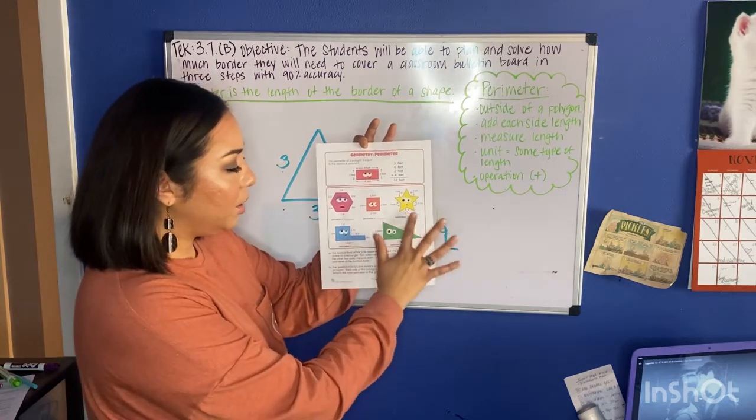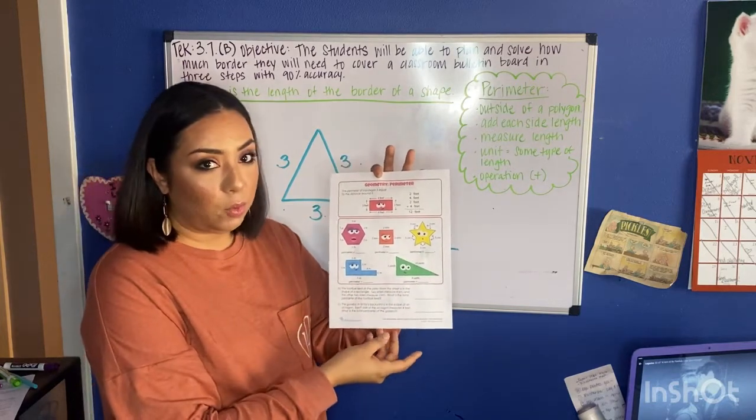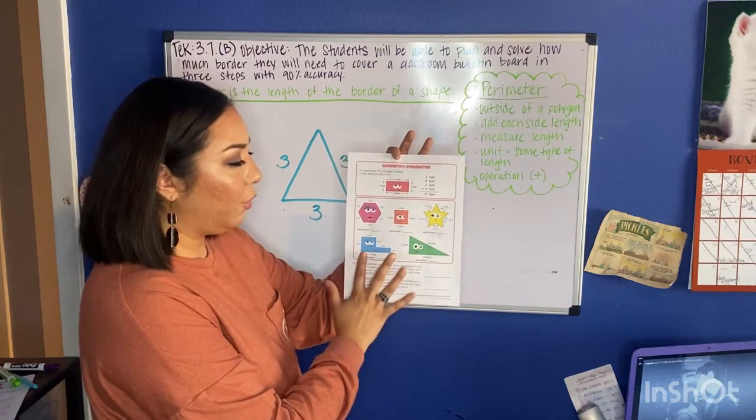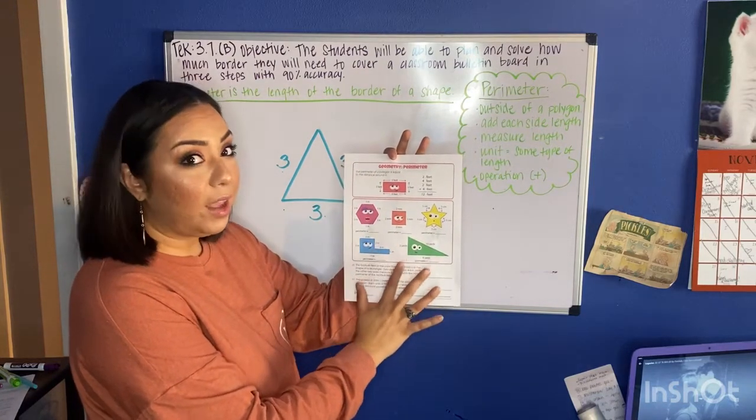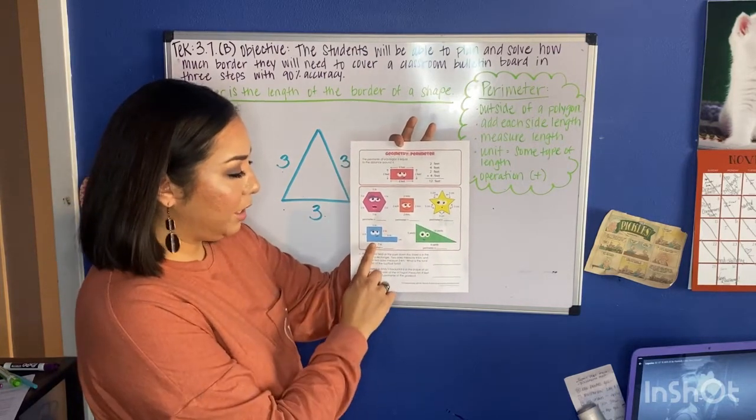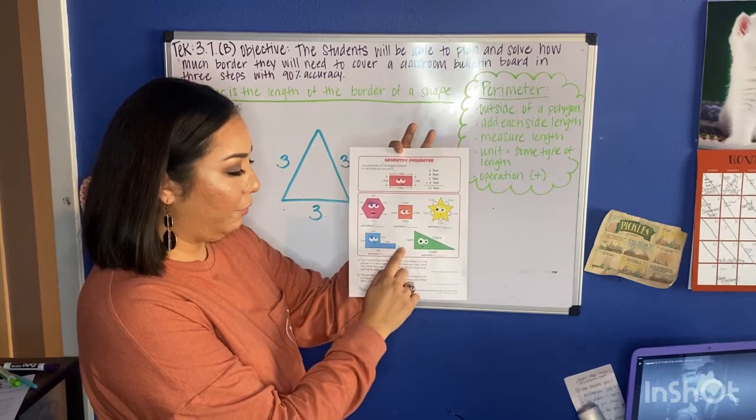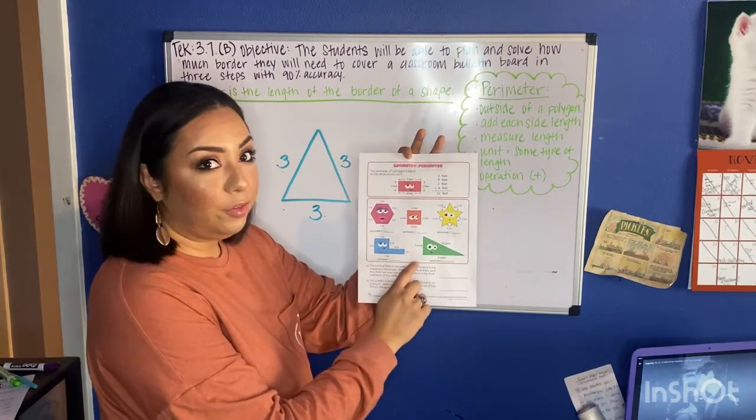So we are going to do them for all of these shapes here. You're going to be working in your groups and you're going to figure out the perimeter for all of these shapes here. Remember, you have to get the length of each side that the shape has. So like this one down here, it has 1, 2, 3, 4, 5, 6 sides, and they're all different lengths.